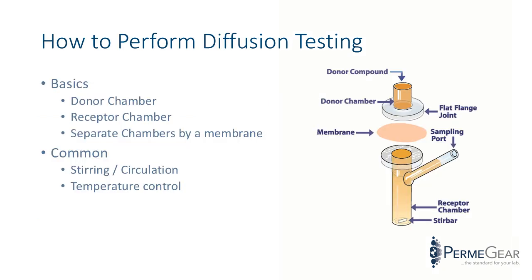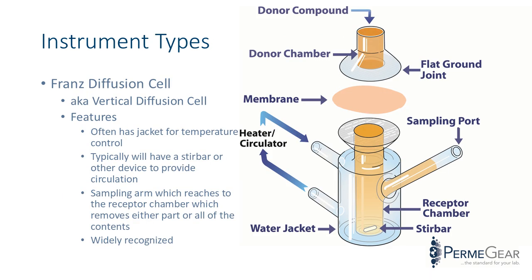Diffusion cells of any type come down to three basic components: a donor chamber where the high concentration of the material resides, a receptor chamber where the material will diffuse to, that is kept of uniform concentration, and a membrane that separates the two. Common features, though not shared across all designs, are stirring of the receptor chamber and temperature control. The Franz diffusion cell is probably the most recognized and most versatile of diffusion testing apparatus.